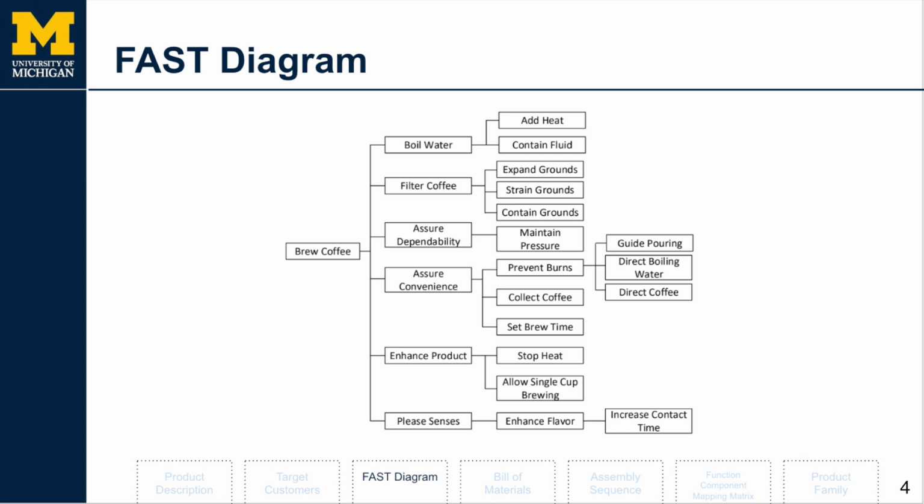We like to collect the coffee either via decanter or a mug, and we like to set the brew time so the user can just set the time and have it ready in the morning when they're ready for it. In order to enhance the product, we'd like to automatically stop heat. That allows the coffee to not burn in the decanter. And we'd like to allow for single cup brewing, which is done by our single cup adapter for our individual user. Lastly, in order to please the senses, we'd like to enhance flavor by increasing the contact time. That is, the amount of time the boiling water acts on the coffee grounds to give it that rich flavor.